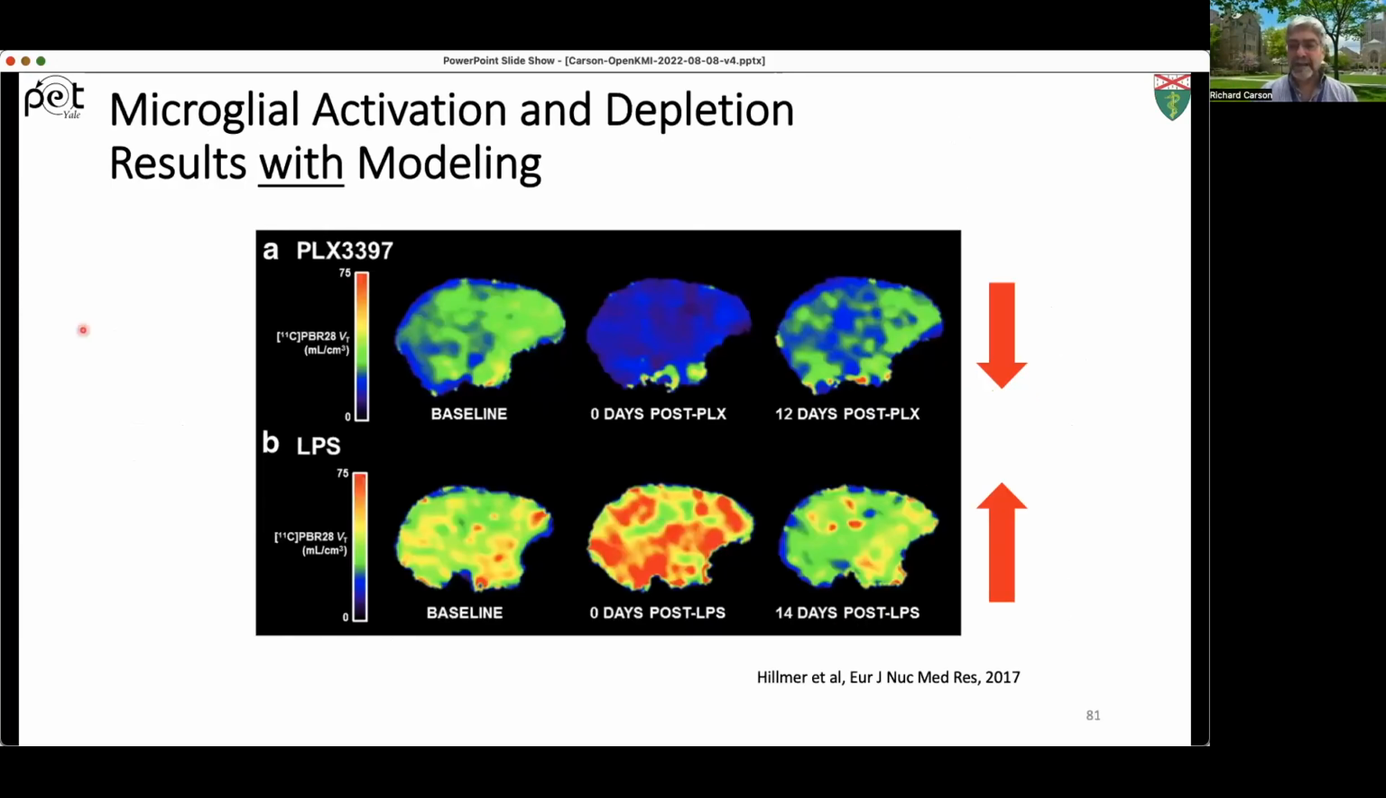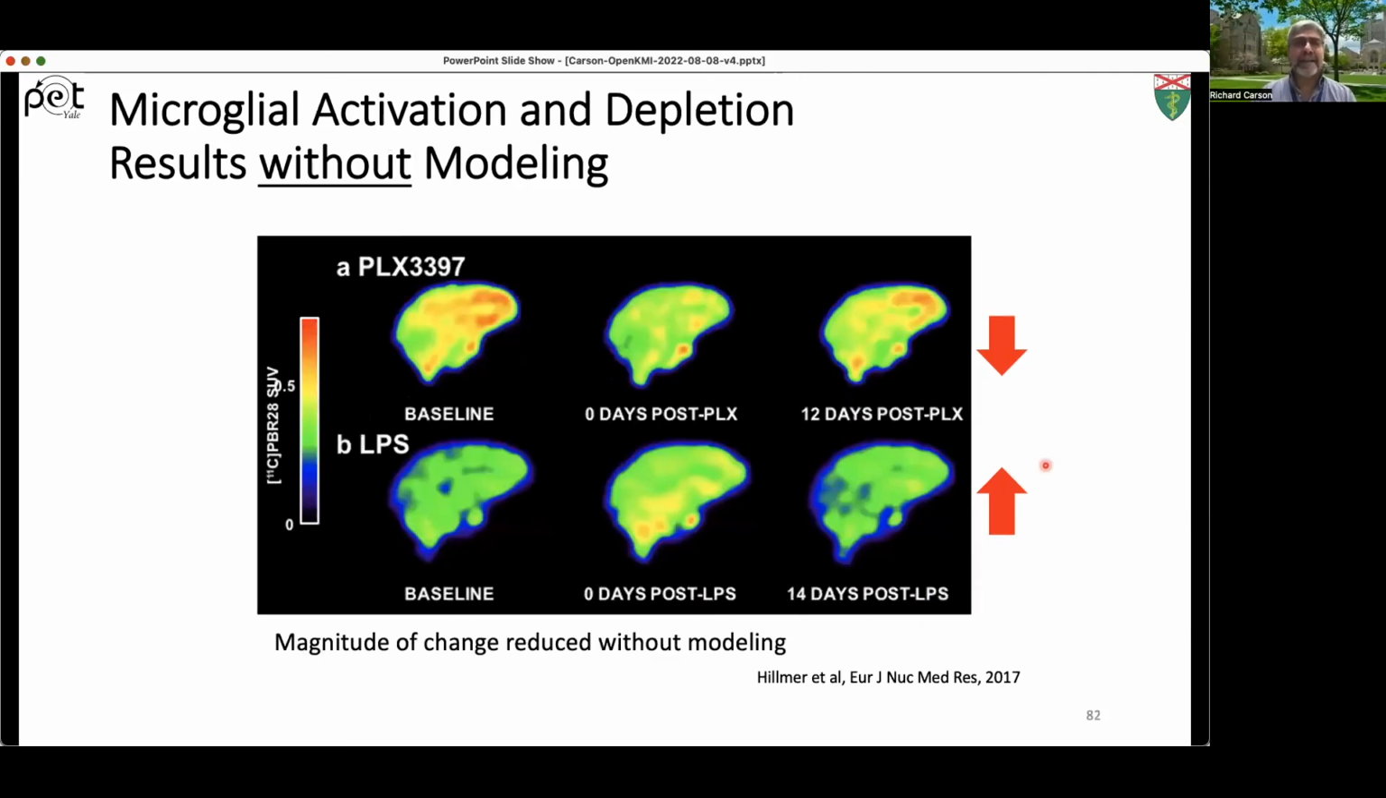Here's a study from Ansel Hummer where we were looking at neuroinflammation in a monkey brain. We activated this with LPS, and we got a nice increase in our binding. This is PBR28, which returned back to normal in 14 days. Well, we gave a blocker, which depleted the microglia in the brain. Big decrease when we block, big increase when we activate. Now, what if we didn't use the modeling? What if we just looked at the SUV values? Well, we still see the pattern, but we get the magnitude wrong.